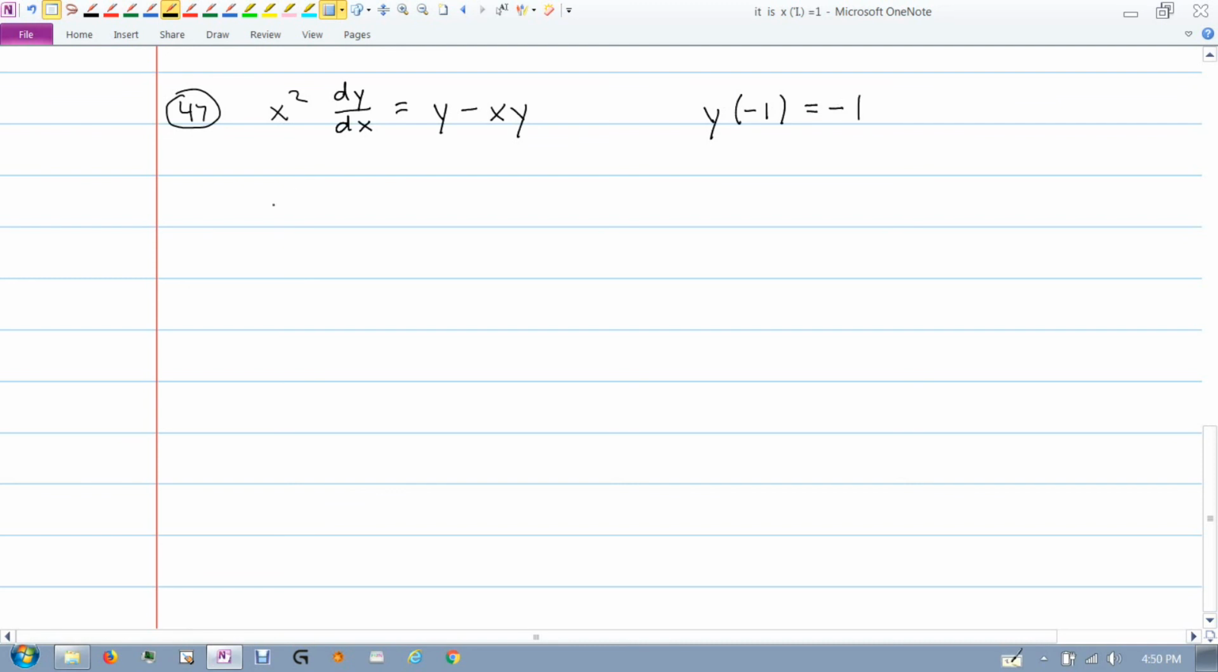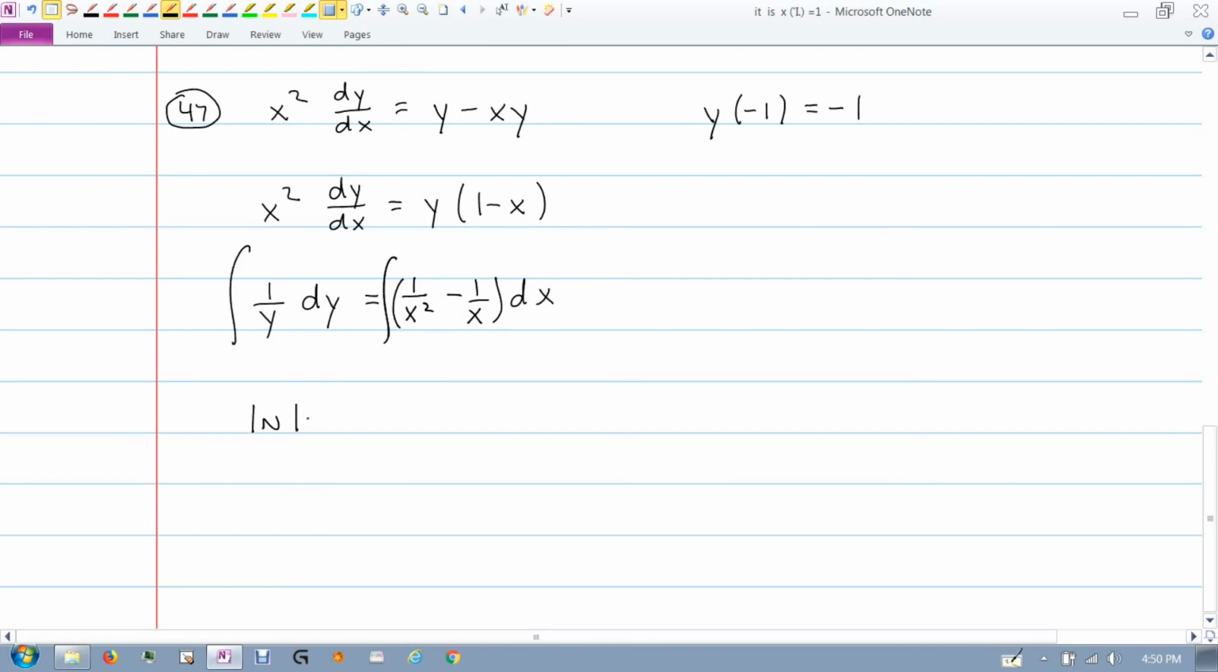All right, so kind of played this game already. On the right-hand side, I'm going to factor out that y so I can get one factor that doesn't have any y's in it. And then I will divide both sides by y. I will divide both sides by x squared, and I will multiply both sides by dx. And then I'm going to split this fraction up into two fractions. So it becomes 1 over x squared minus 1 over x. And then I'll go ahead and integrate.